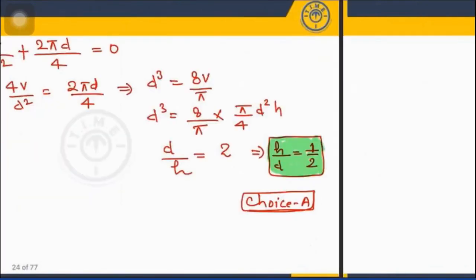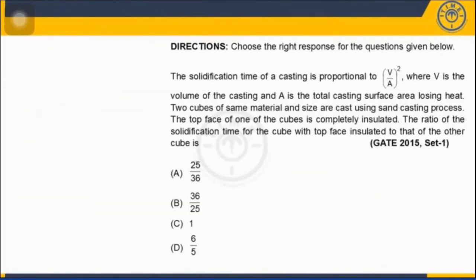The question is based on the same format. One is the cube. Top face of one of the cube is completely insulated. So in one case just one surface will be insulated and the other is not insulated. What is the question? A solidification time of casting which is proportional. Always remember, in this particular question in GATE 2015 they have given the formula also, but it's not necessary. They will give you the formula. But you already know the solidification time is proportional to (V/A) whole square. If you remove this proportionality, you can introduce one constant called the solidification constant. So t = K (V/A)^2.